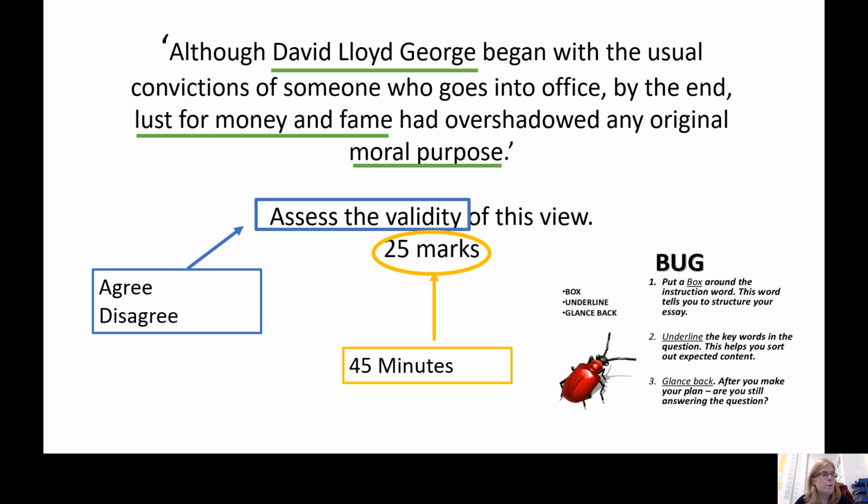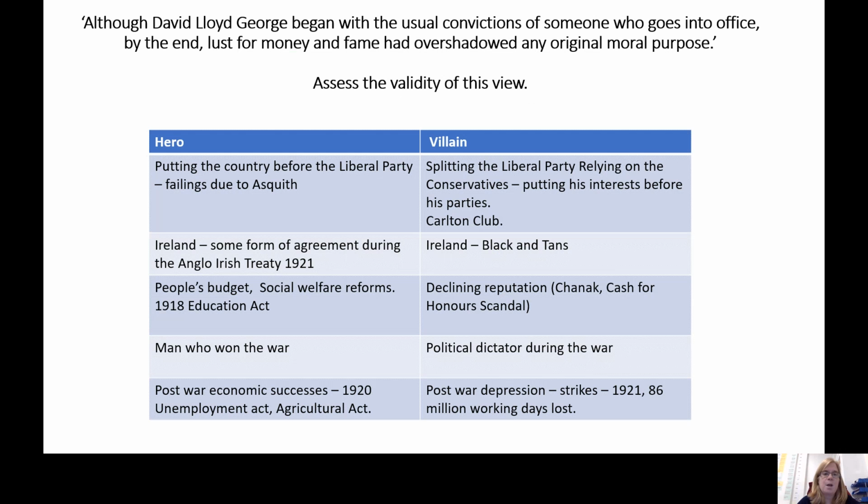So the dates that I think you need to include is probably 1906, definitely from 1909 up to 1922, okay? That's really important. If you forget the early stuff, you are missing some really key things, especially about his moral purpose, and you can link that with the idea of new liberalism. Okay, so this is just to recap some of the arguments that you could use. Again, you can use different ones to me. That's absolutely fine, okay?